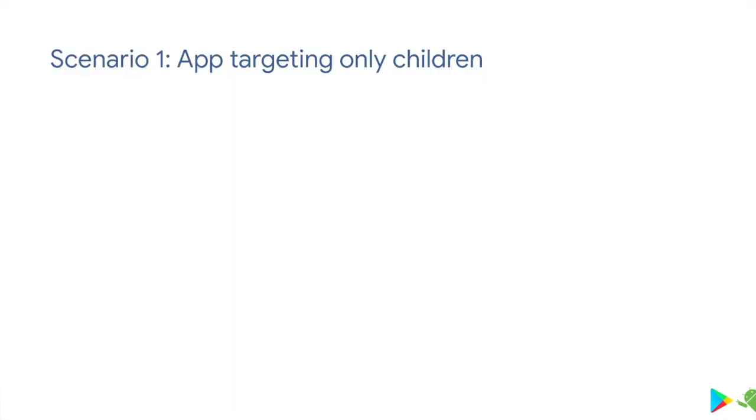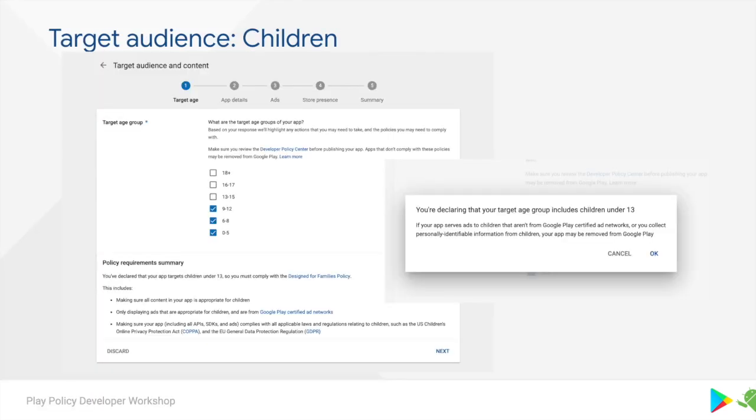So first scenario is for any apps that are only targeting children. So the scenario only applies when you select target age group from 0 to 12. So you may select from 1 or up to 3, all of 3 options depending on your app's content.